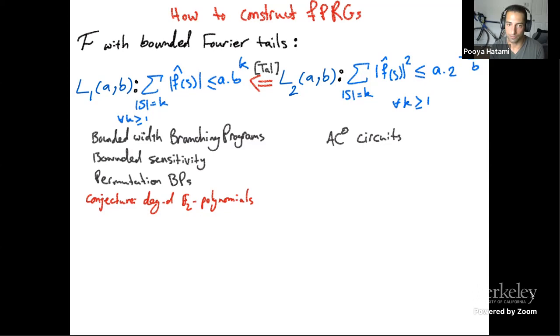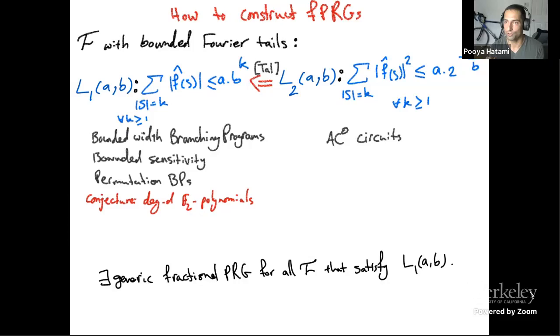Okay. So we have this property that a lot of the families of Boolean functions satisfy. So it would be very nice to have just one generator that fools any such family of Boolean functions. And we will do exactly that. So we will show that there is a generic fractional pseudorandom generator for all families that have these Fourier tail bounds. And we will forget about the family. We only will use the fact that they satisfy these Fourier tail bounds.